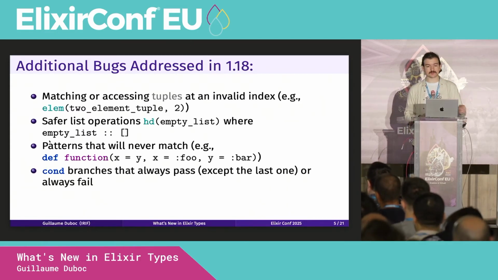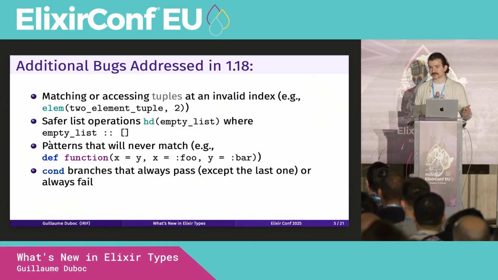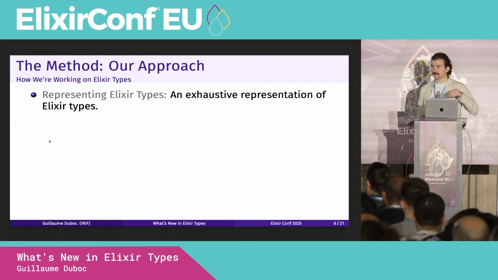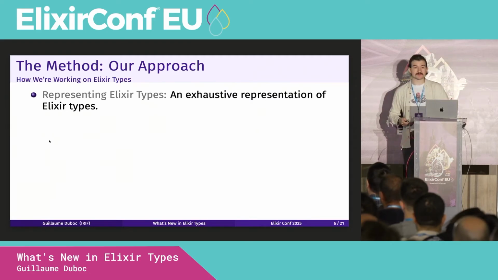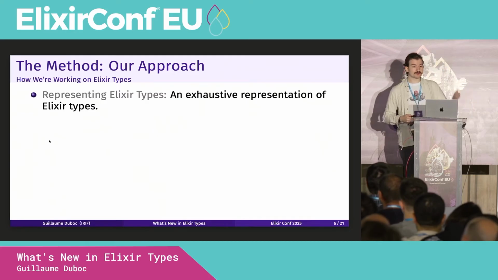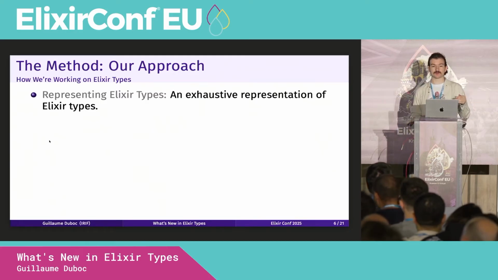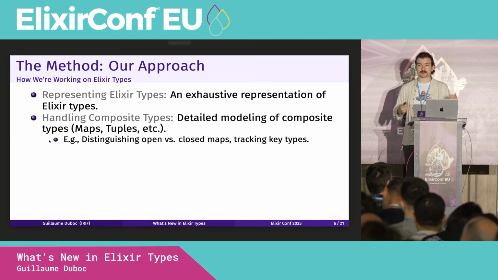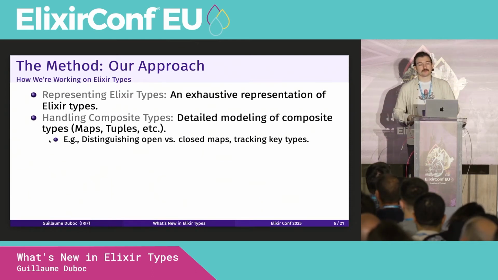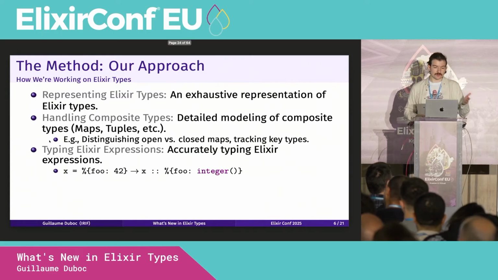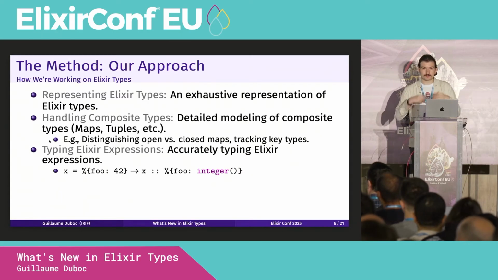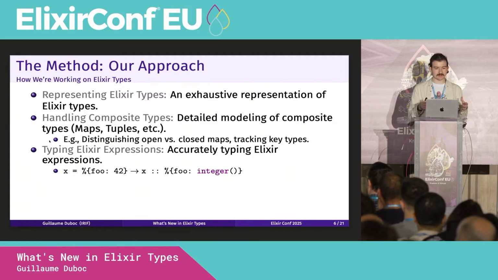And we extend that to every construct of Elixir. So the general method that we have to improve the type system now has been to add more precise ways to represent the types that we need. So for tuples, for maps, and for functions later, and to type precisely the expressions in Elixir.